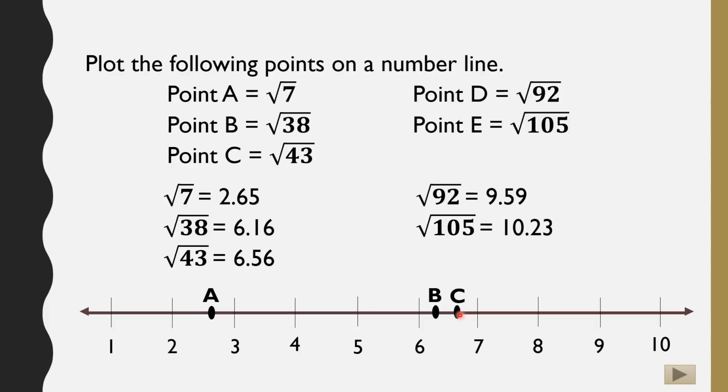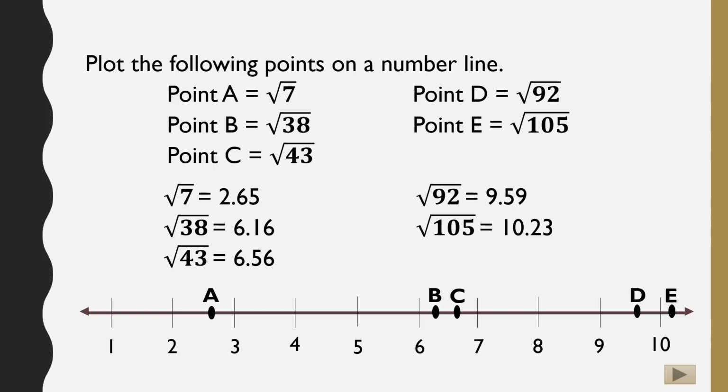Next, square root of 92, 9.59. So, gitna ng 9 at 10. Dahil lumampas siya sa 9, pero hindi siya lalampas ng 10. Pero dahil ang nearest hundredths niya ay 59, so, ibig sabihin, medyo malapit siya sa 50. So, dito natin ilagay yung point. And then, labelan natin as point D. And then the last, square root of 105, kung mapapansin nyo, lampas siya ng 10. Tama? So, wala na tayong 11. So, 23, ibig sabihin, hindi siya lalampas sa kalahati ng 10. So, ilagay natin yung point dito. And then, labelan natin as point E.